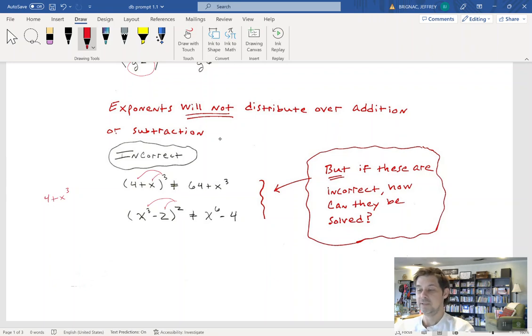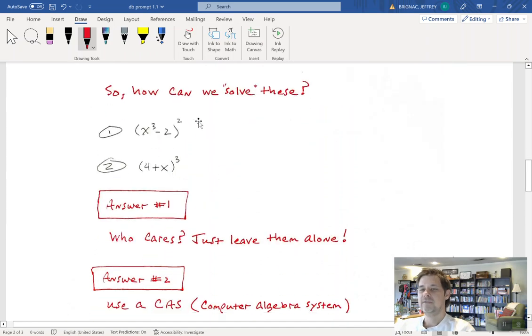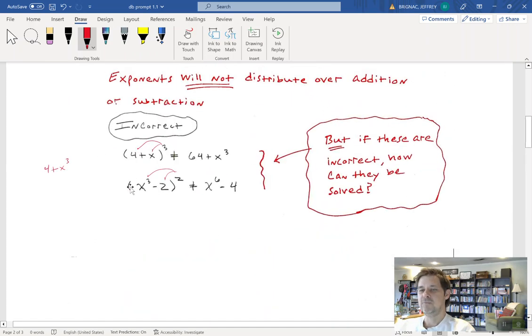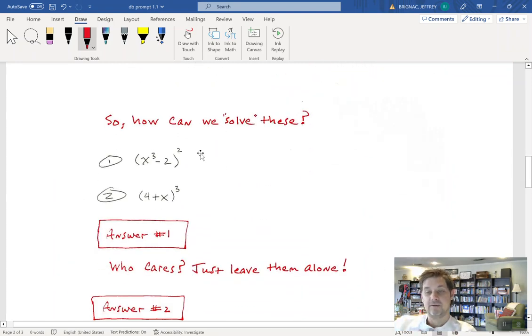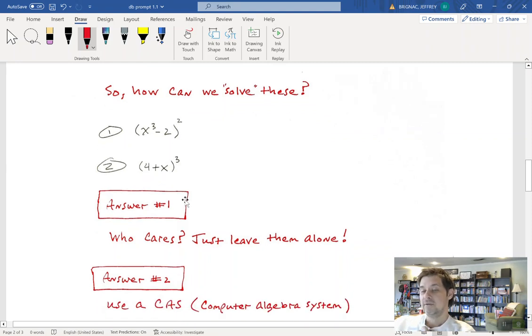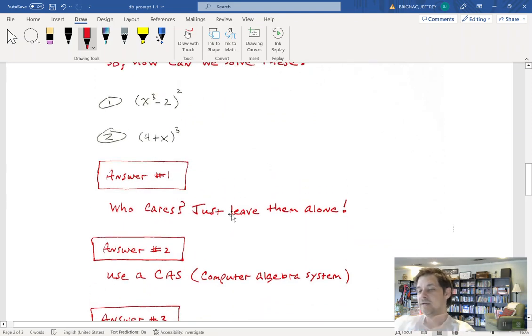Okay, so here's where this leads us though. If these are incorrect, if you can't do that, then how can they be solved? Okay, so let me give you 3 answers to that. How can we solve these? Now, here I have these same 2 problems that I illustrated weren't right, because exponents don't distribute over addition or subtraction. But how can we solve them? Or how can we take x to the third minus 2 and square it? Or how can we take 4 plus x and raise that to the third power? So I'll give you 3 answers. My first answer is, who cares? Just leave them alone.